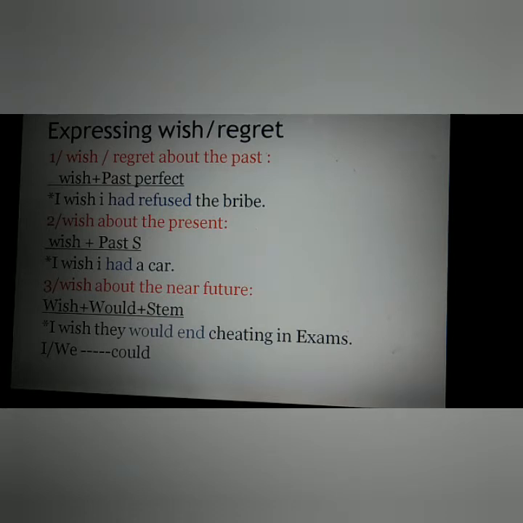Number 2, wish about the present. We have wish plus past simple. We use the verb in the past simple. Okay, here is the example: I wish I had a car. I had a car. The verb had is the verb to have in the past simple. So here he wishes he had a car. It is a wish in the present, I wish I owned a car, but the verb is conjugated in the past simple.